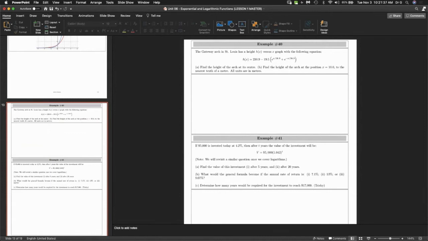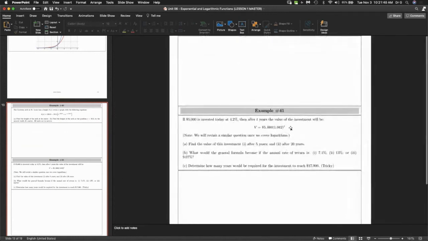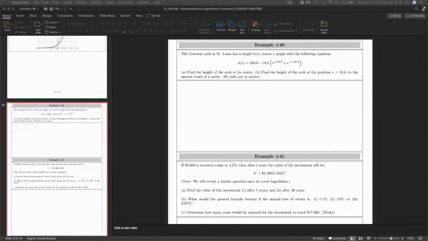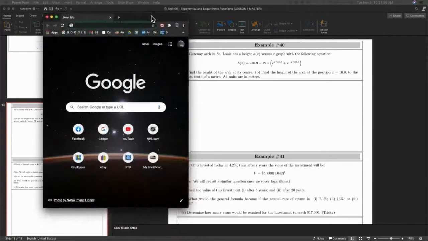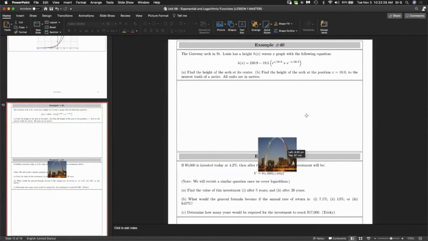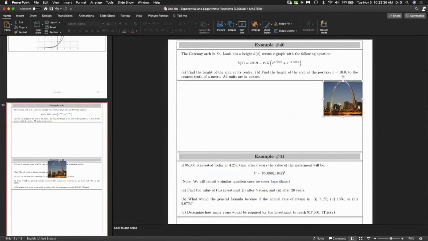So let's take a look at number 40. So here we have the Gateway Arch in St. Louis. So has anybody ever been to St. Louis? Who's been to St. Louis? Nobody? Okay, I haven't either. So they're talking about this thing over here.